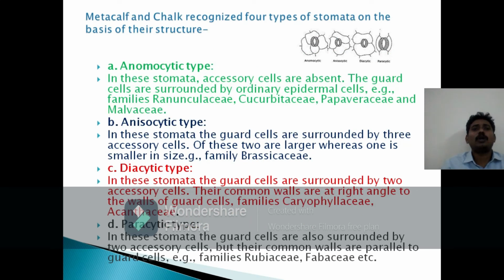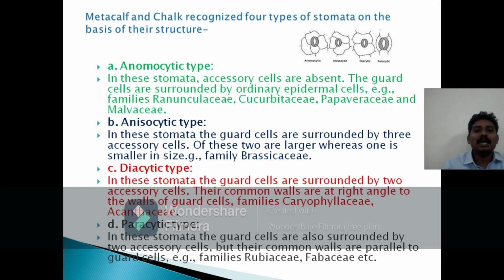Next, Metcalfe and Chalk recognized 4 types of stomata on the basis of their structure. The first one is the anomocytic stomata. In this stomata, accessory cells are absent. The guard cells are surrounded by ordinary epidermal cells. So when we find this, it is the anomocytic type of stomata.